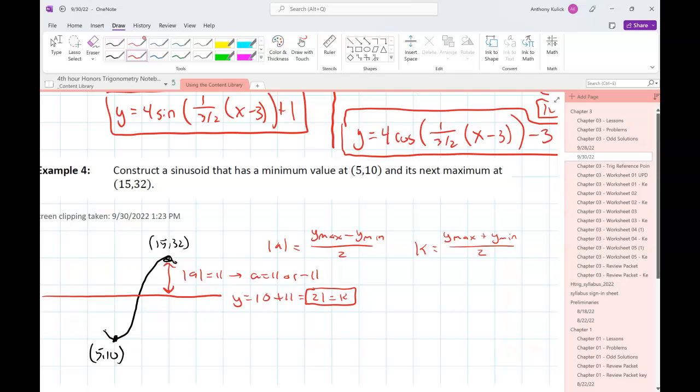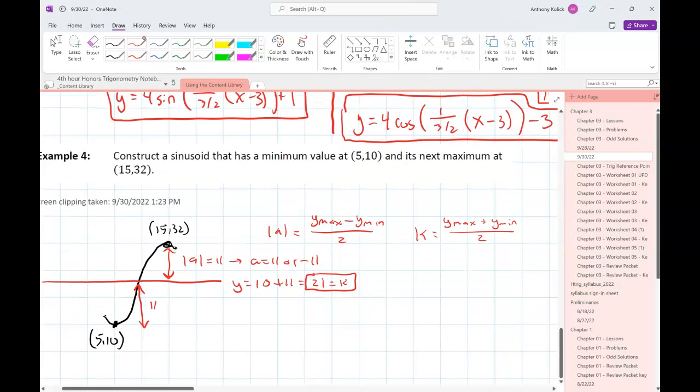All right. So how far is here? That's 11 units, right? And up from the x-axis, how far is here? 10, isn't it? Why isn't it equal? Because A is the amplitude, so that's the distance between the point and the midline. No, so K is the midline.